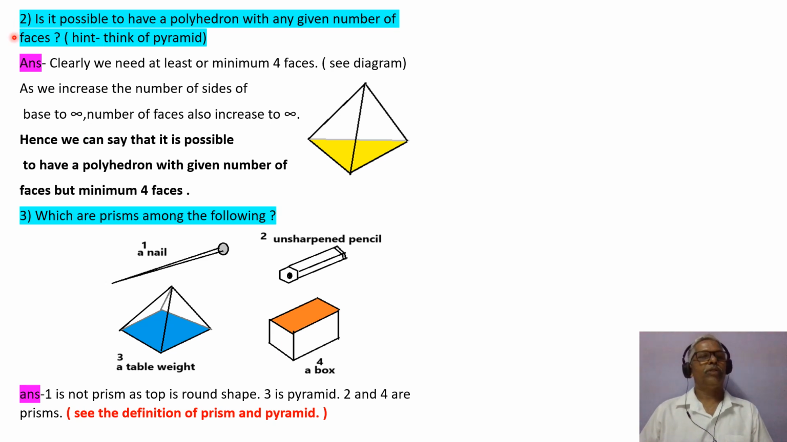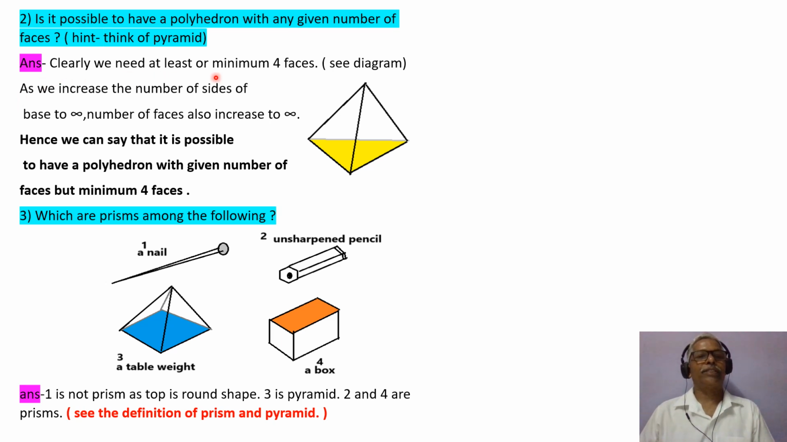Second one, read this very carefully. Try to understand this. Is it possible to have a polyhedron with any given number of faces? In this given, think of pyramid. What does this mean? That means how many minimum number of faces are required to have a polyhedron and maximum number of faces. Okay, it's talking about this. Any given number. Okay. So with this, we go for the answer.